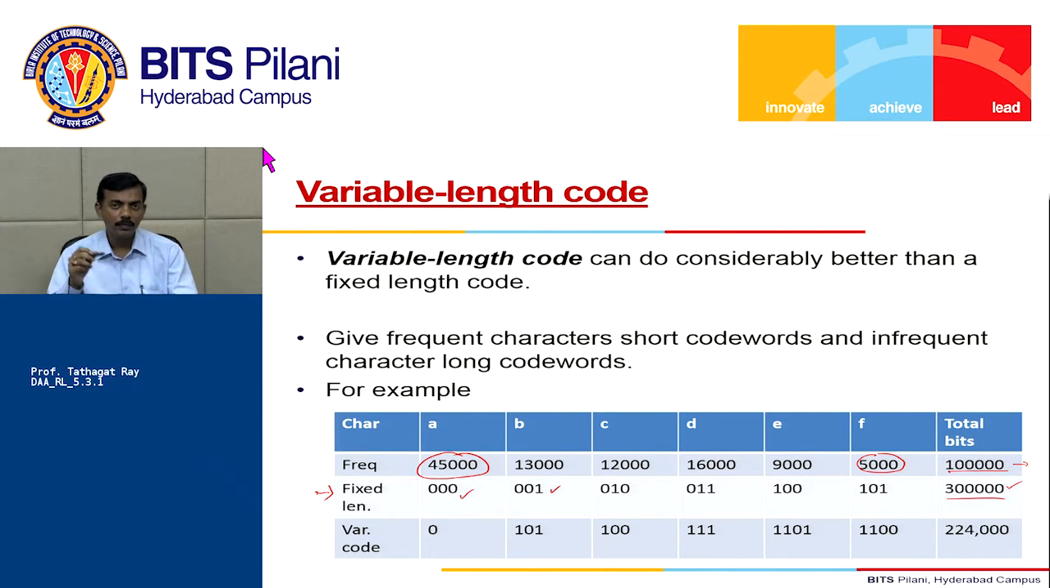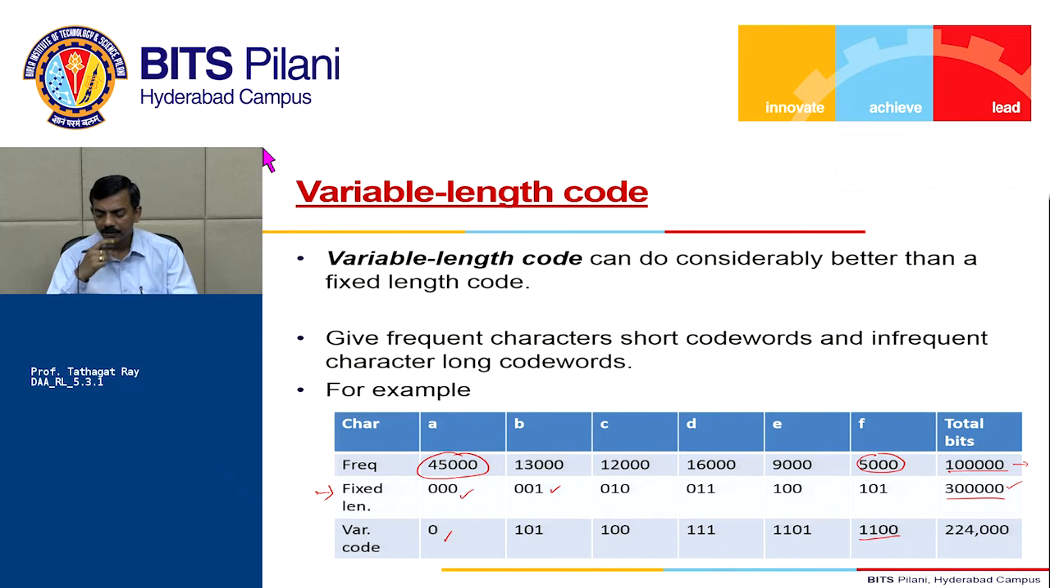Let's say A is the most frequent one. We can see A is the most frequent, so we will use a very short code for A. We use 0 for A. For B we use 101, a 3-bit code, C a 3-bit code, D a 3-bit code, and let's say the least frequent character, with 5,000 occurrences, gets more bits, so we use 4 bits, 1100.